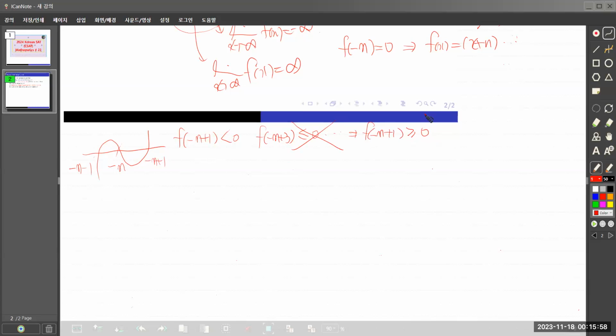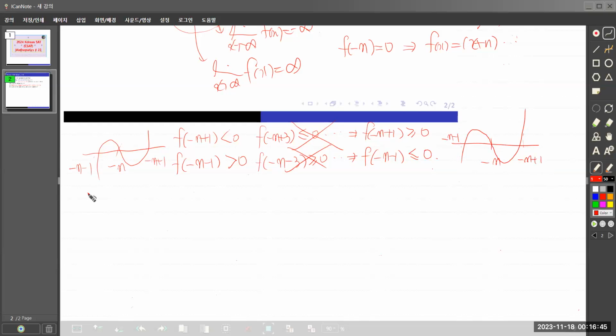And similarly, if f(-n-1) is positive, then what happens? Then you can also say f(-n-3) is greater than or equal to 0, and they keep going. So this also cannot happen. So we can have f(-n-1) less than or equal to 0 here. So we have a picture like this. This is negative n, here is negative n plus 1, and here is negative n minus 1.